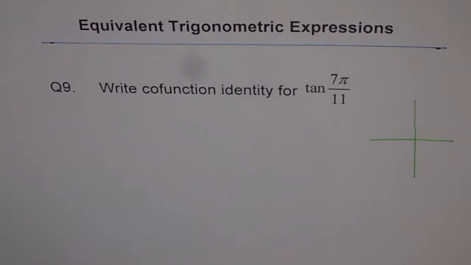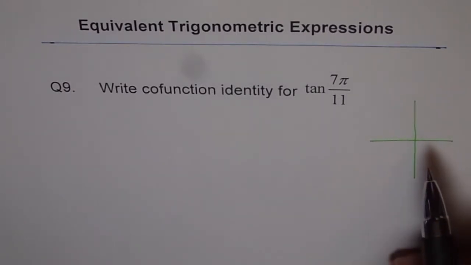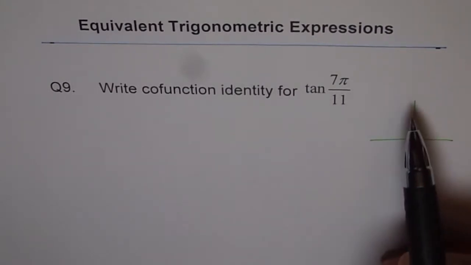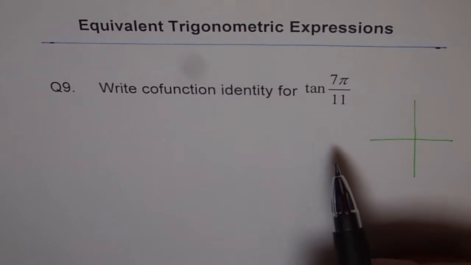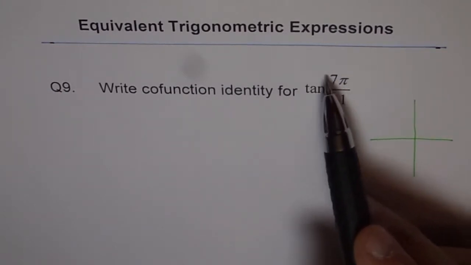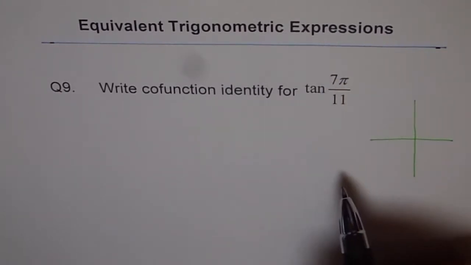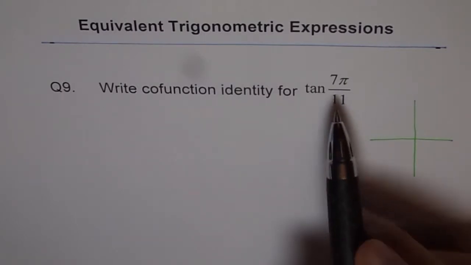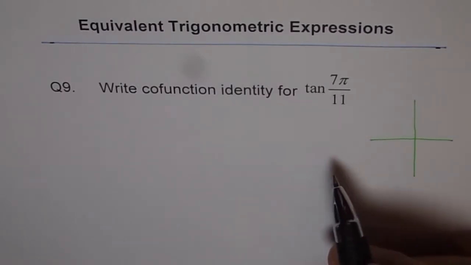Now, whenever we have something called pi by 2 plus or minus theta, or 3 pi by 2 plus or minus theta, then tan changes to cotangent, right? So, we need to write 7 pi by 11 in terms of pi by 2 or 3 pi by 2. Now, where does 7 pi by 11 lie?